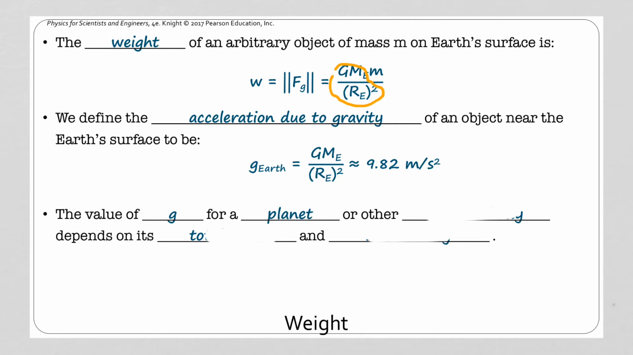But the important part is that the value for g for a planet or any other celestial body, like a moon, like a dwarf planet, that sort of thing, depends on the total mass of that planet or that object, and also its size or its density, which relate to its radius and how that mass is distributed in the planet.